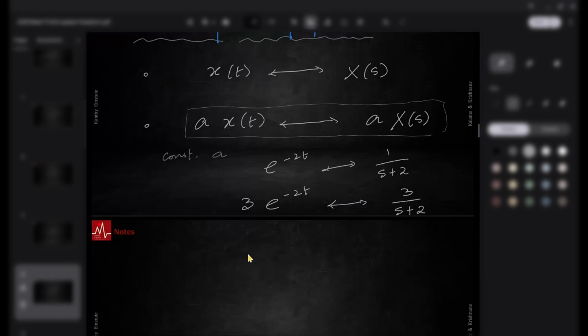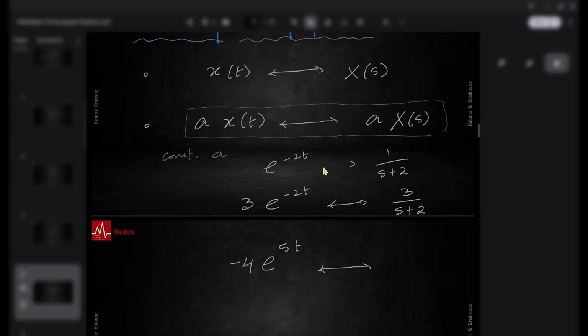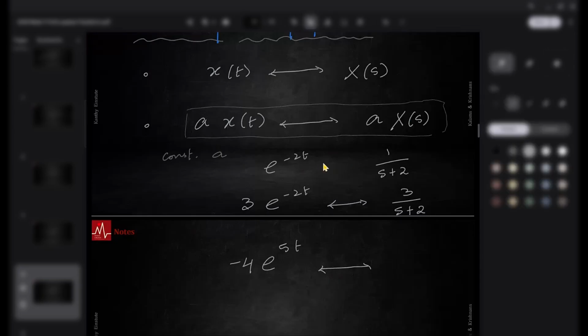So one quick question: what does minus 4 e power 5t transform to? That means this is a double arrow. We can go from this side to that side and back. What does minus 4 e power 5t transform to? Quickly. Minus 4 by s minus 5.